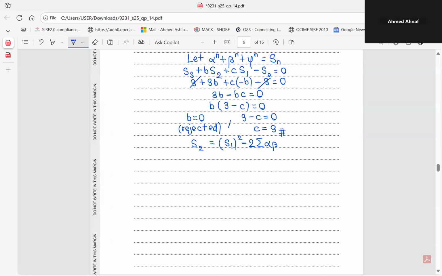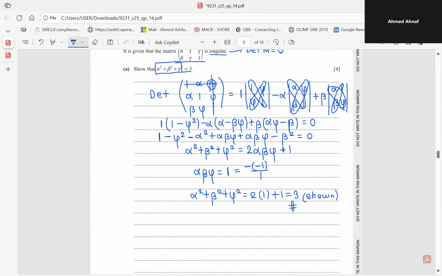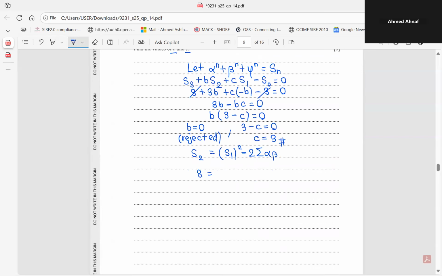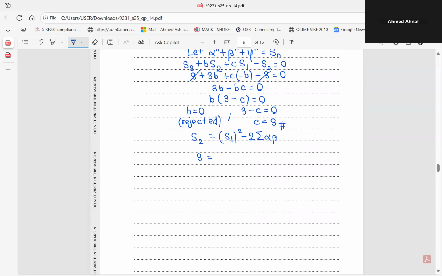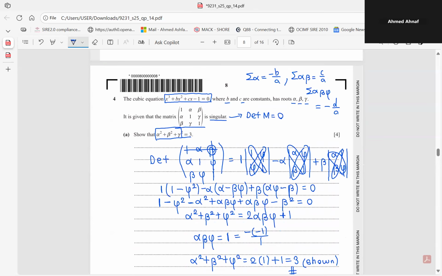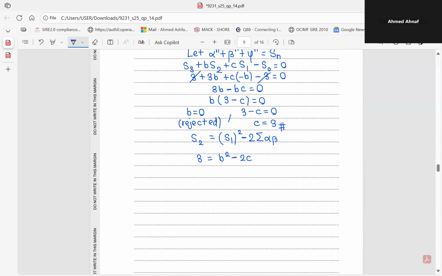Okay, so this is S2. So S2 found out is 3. And then S1 is minus b squared. So just b squared minus 2 alpha beta. So beta is c over a. So just c, c divided by 1, so 2c.